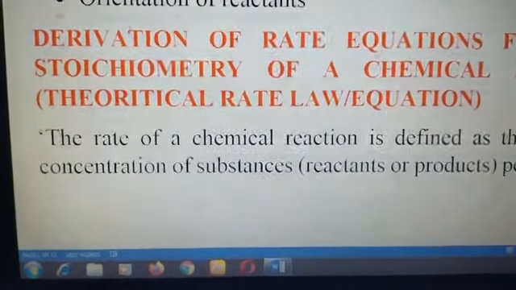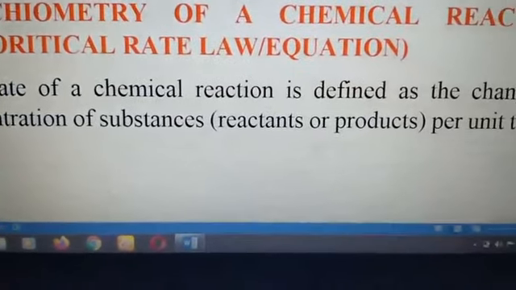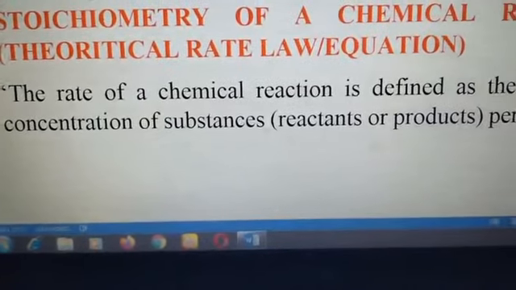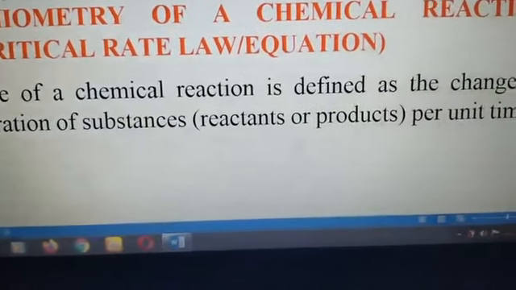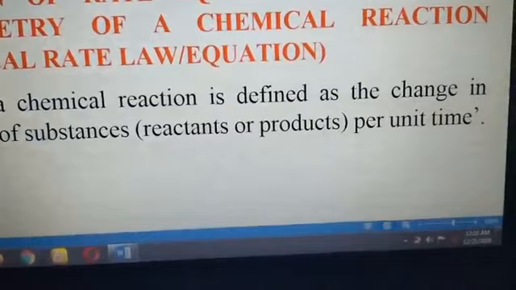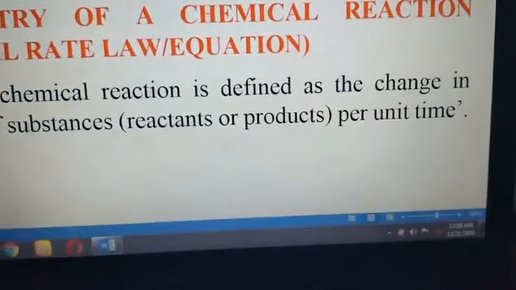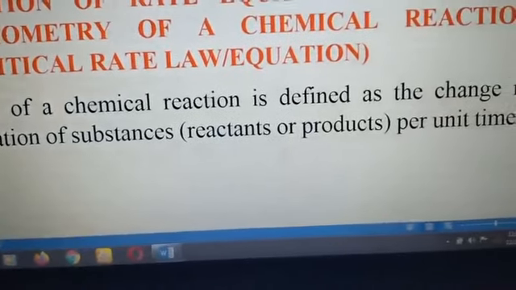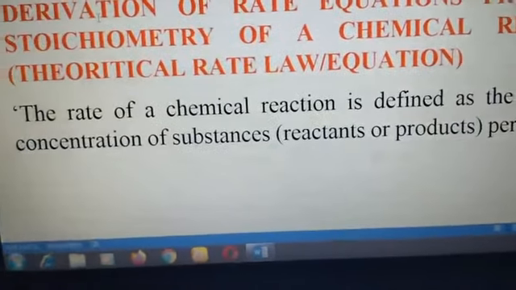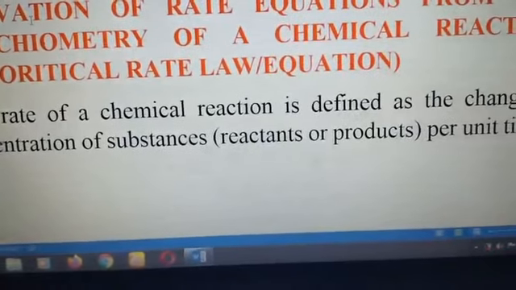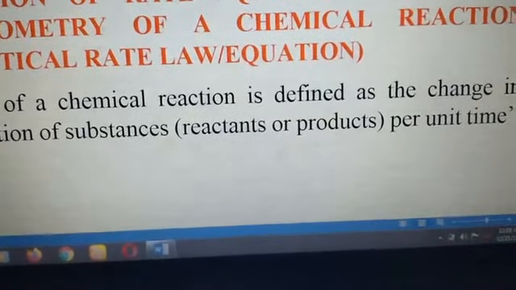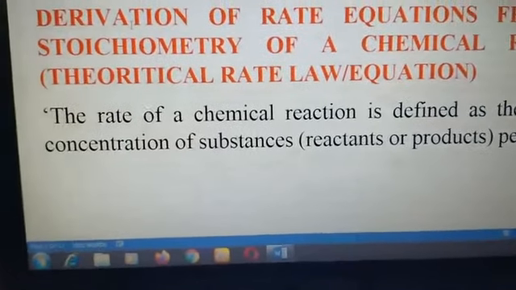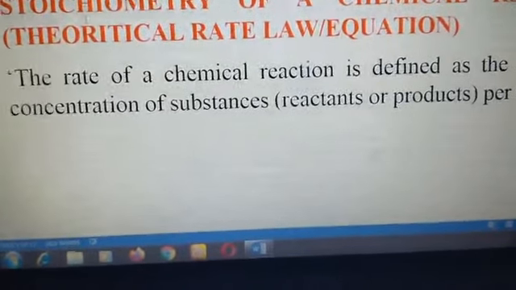Here we define the rate of reaction. The rate of a chemical reaction is defined as the change in the concentration of substances. The substances could be reactants or products per unit time. So this is the accurate way of defining rate of reaction. The rate of reaction is defined as the change in the concentrations of substances, and the substances could be reactants or products per unit time. So that is how to define rate of reaction.